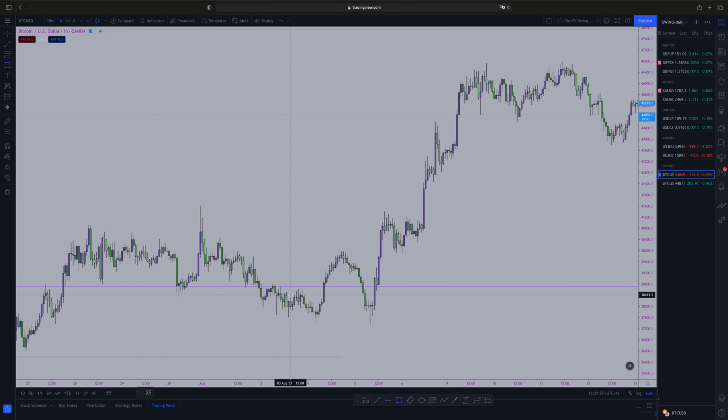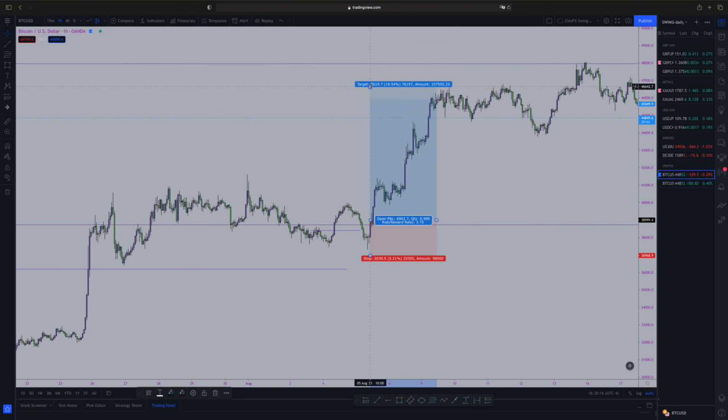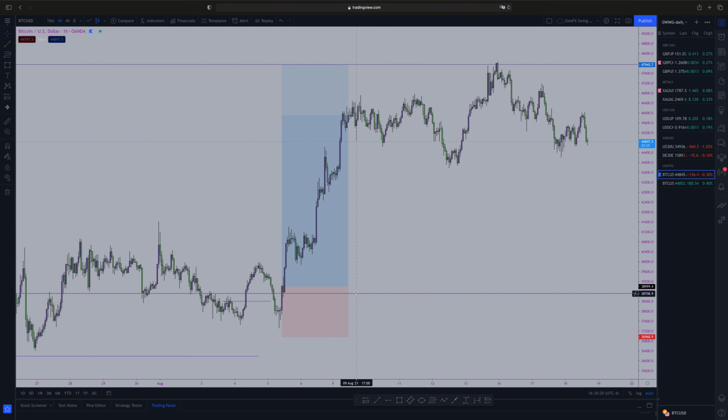So we have this breakup structure right here. Entry. Stop loss goes below this low. And then my target was right here. And it literally hit my target and melted, bro. Look at that. TP and then melted, bro.